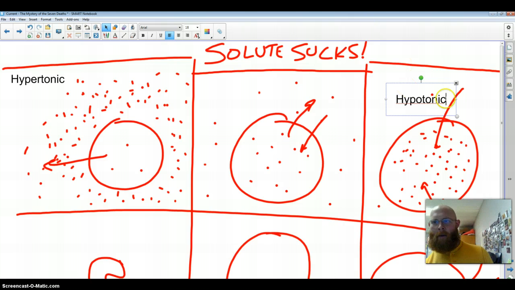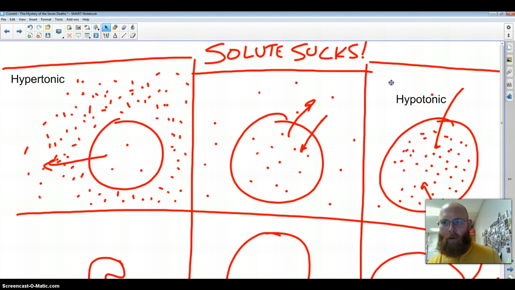The suffix tonic comes from the word tonos, which means strength of. So there's a very low strength or low amount of solute outside the cell compared to inside. Over here, there's a very high amount. Hyper means high or above, more than a high strength solution environment outside the cell compared to inside.